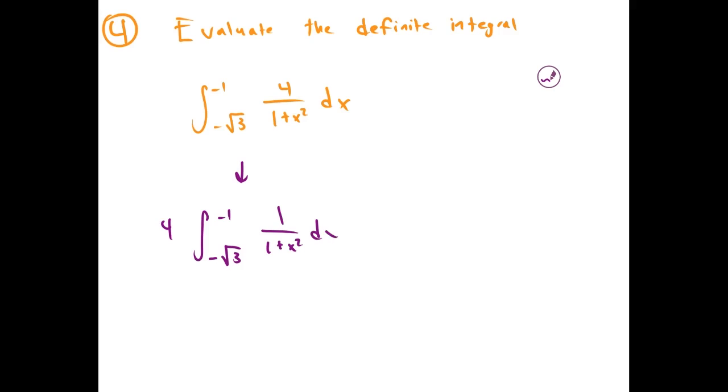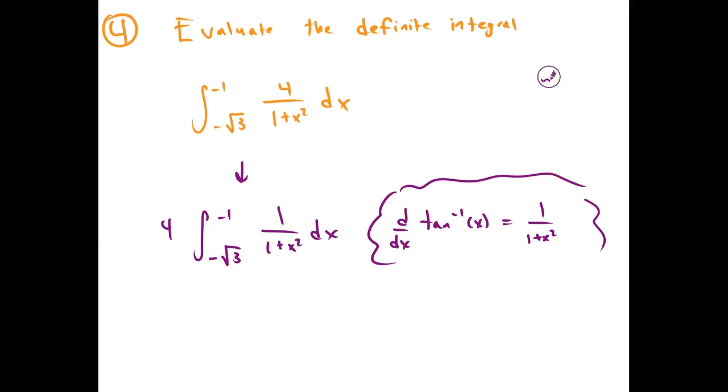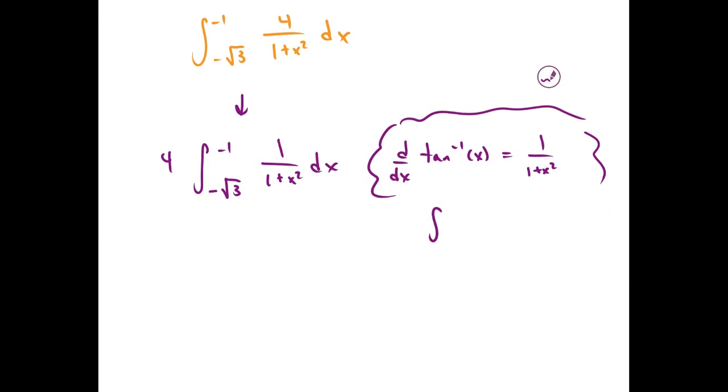And then if we remember our inverse trig derivatives, the derivative of inverse tangent of x equals 1 over 1 plus x squared. So the indefinite integral of 1 over 1 plus x squared is going to be inverse tangent of x plus c.